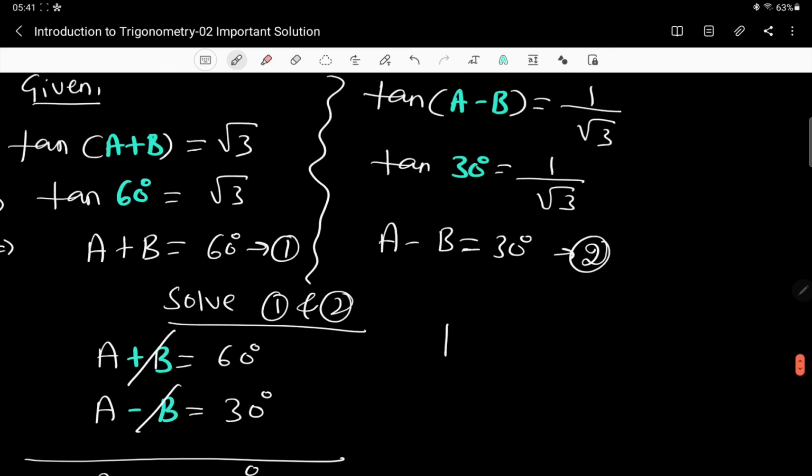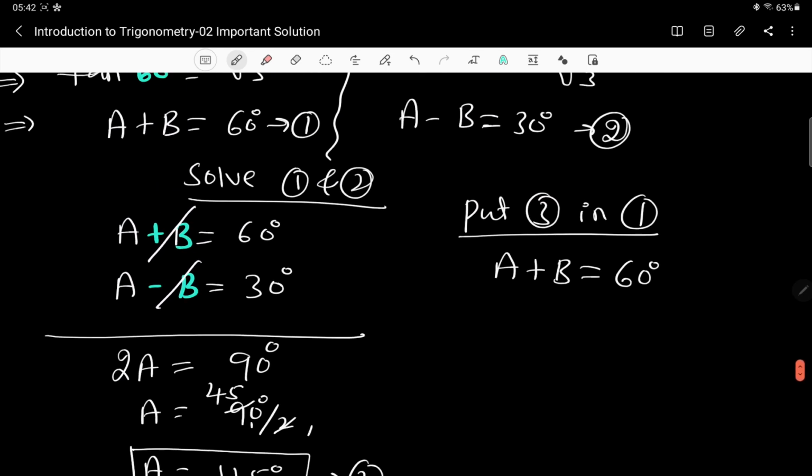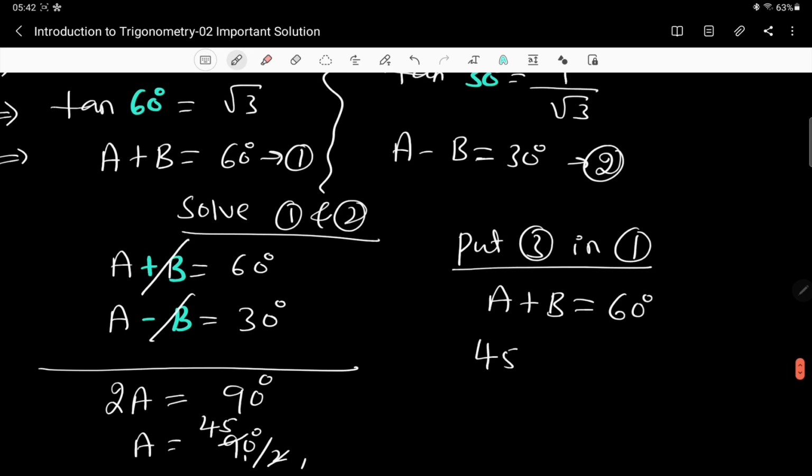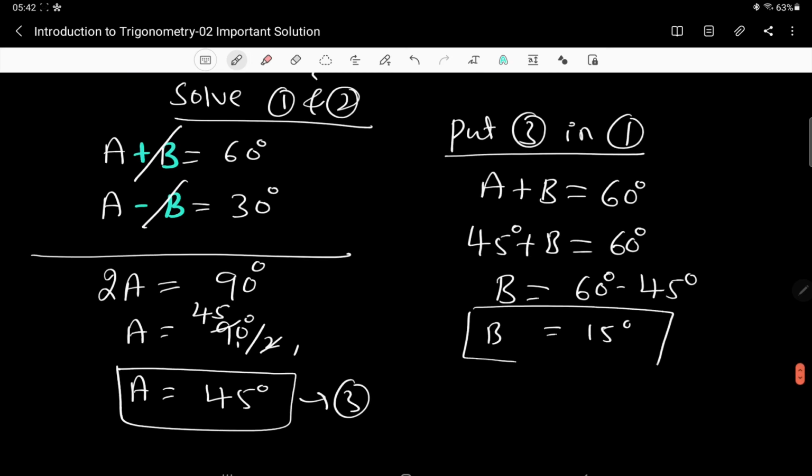Now you put this equation number 3 in 1 or 2, any one. So equation number 1 is a plus b is equal to 60 degree. I have got a as 45 degree, right? So 45 degree plus b is equal to 60 degree. So b is equal to 60 degree minus 45 degree. So that is going to be 15 degree. So angle b is 15 degree. I hope it is clear.